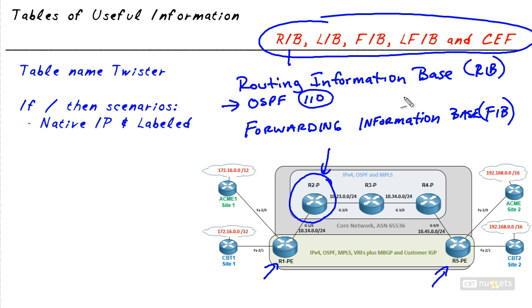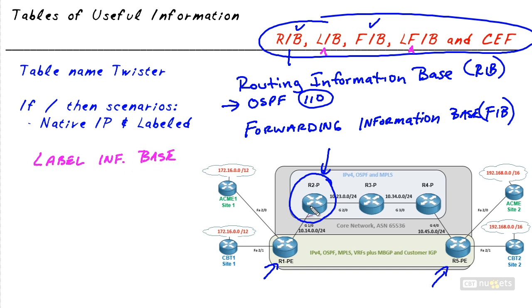So we've covered two of these tables, the RIB and then the FIB. And you can kind of think of the FIB like a replica, if you will, of the routing table that's all cached and ready to go. Next, let's take a look at LIB and LFIB. LIB stands for Label Information Base. And we're referring to MPLS labels.